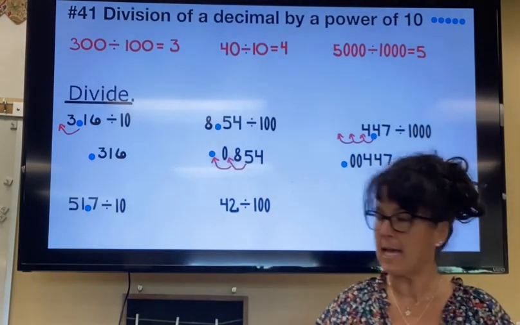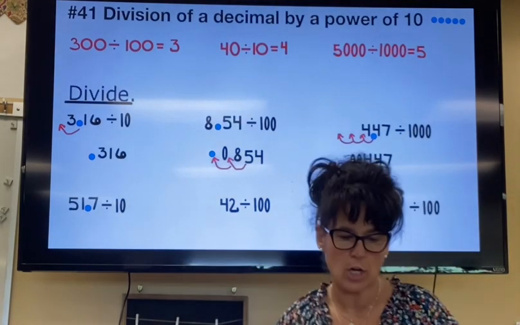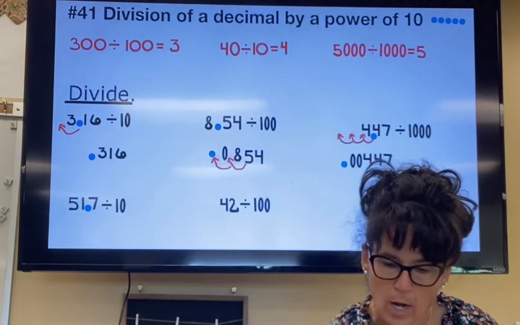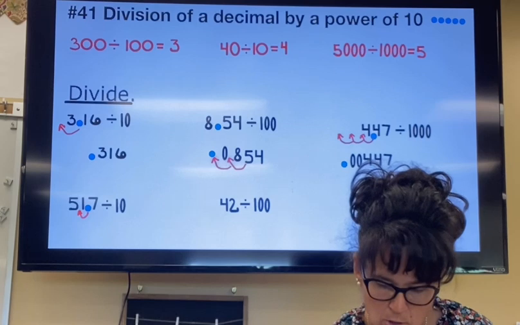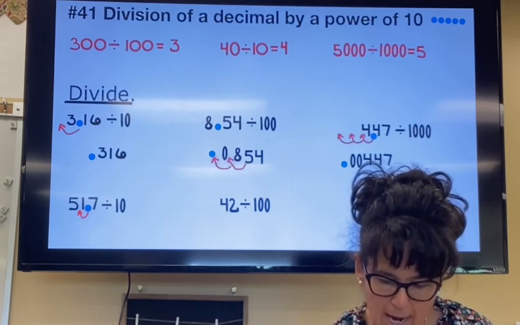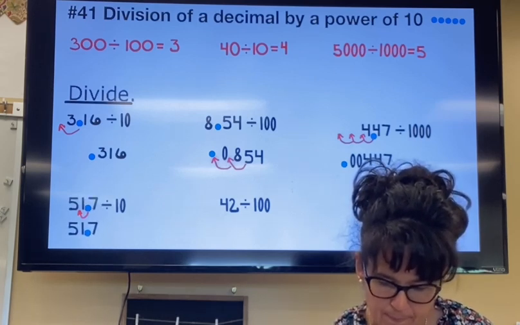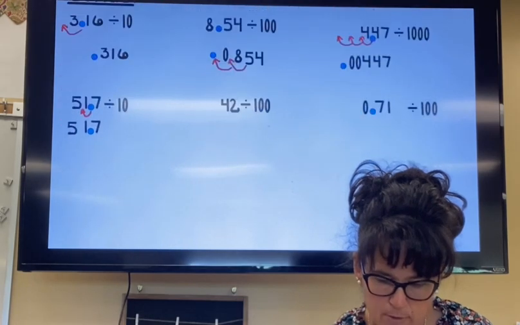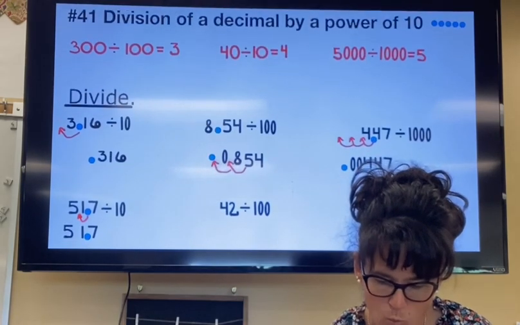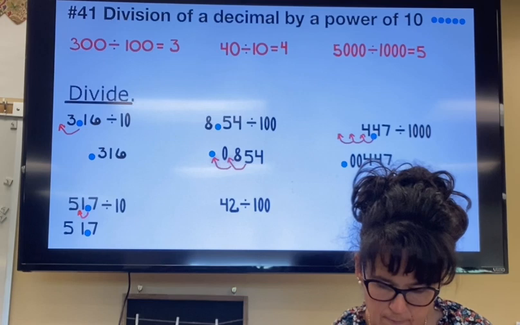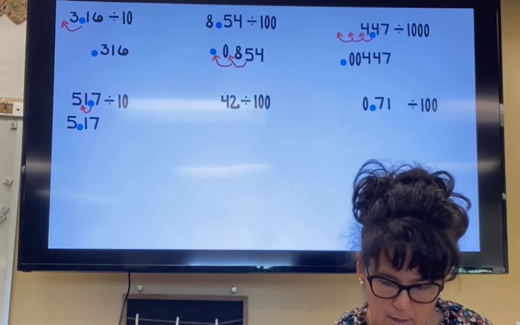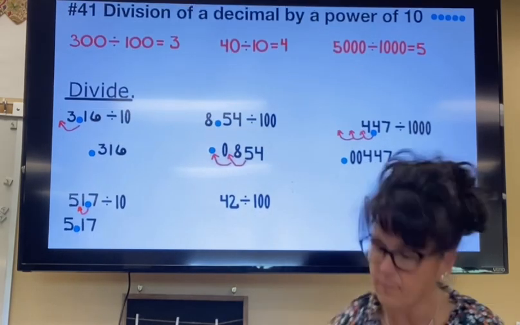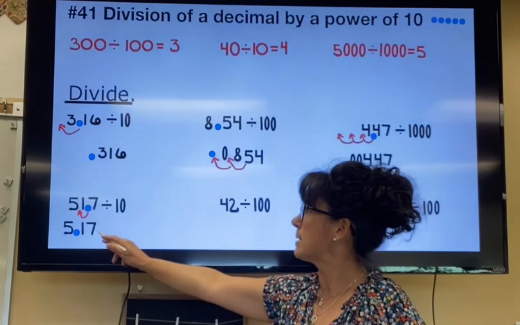51.7 divided by 10. Okay, the number 10 has just 1 zero. So I'm going to move the decimal point back 1 place. So if I move that back 1 spot, I'm going to end up with 5.17.